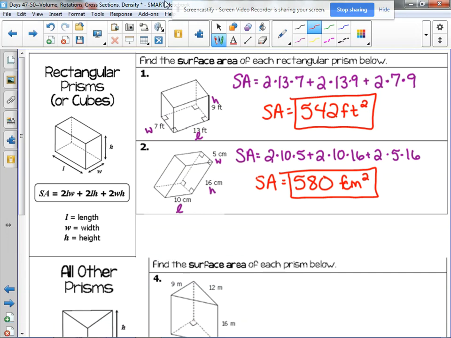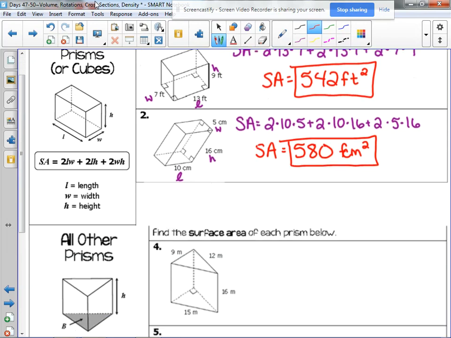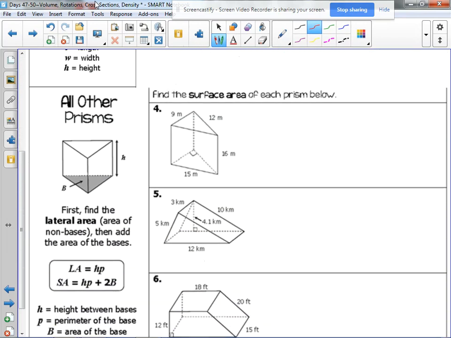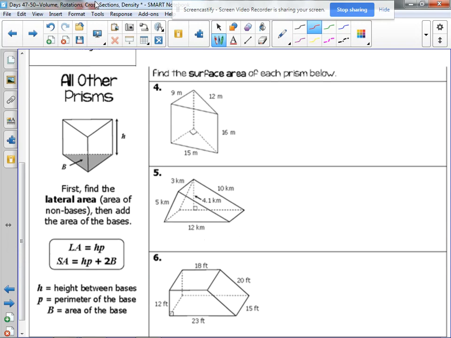Okay, so rectangular prisms, or the same thing applies to a cube. Except in a cube, your length, width, and height are all the same because all your dimensions are the same in a cube. Okay, any questions about rectangular prisms and cubes? Pretty straightforward. Okay, now we're going to lump all other prisms together.